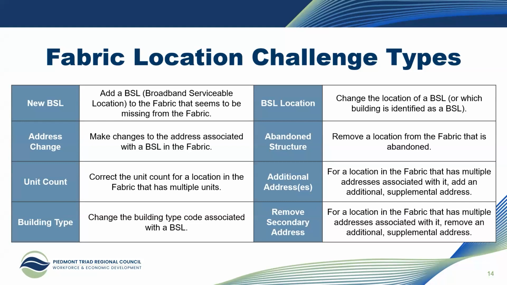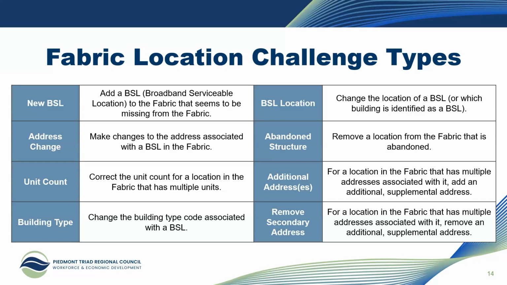Thank you, Erin. If everybody can see the slide here, it says fabric location challenge type. So as Erin was saying in the previous slide, there are two different types of challenges. There's the fabric location challenge type and the fixed availability challenge type. The fabric location challenge type is more geographically oriented. As you can see on this slide, one of the challenges is a new BSL. A BSL is a broadband serviceable location, or any place that can have broadband. Your house, another house on your property, or an apartment, duplex, and so forth.